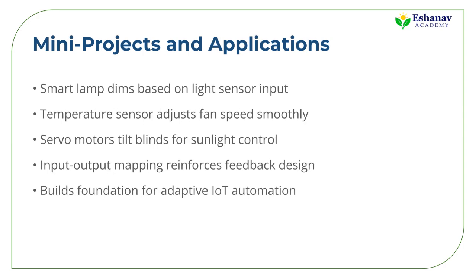Once you've mastered LED fading and servo sweeps, it's time to put PWM into meaningful use cases. Try building a smart night lamp. Combine an LDR input with PWM so the LED automatically dims when the room is bright and glows softly at night. Or design a temperature-controlled fan using a DHT11 sensor, mapping temperature to fan speed via PWM. A more advanced challenge is servo-controlled blinds that tilt based on sunlight levels.